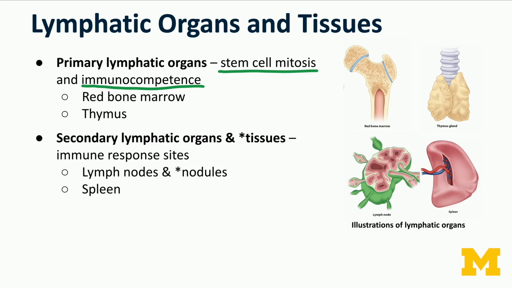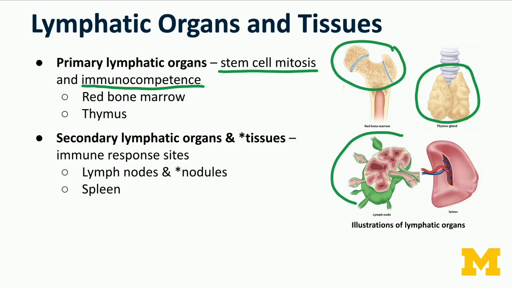So these are our red bone marrow, our hematopoietic connective tissue, which is found at the ends of long bones or within flat bones, and the thymus, which is found in the anterior mediastinum, just anterior to the pericardium.